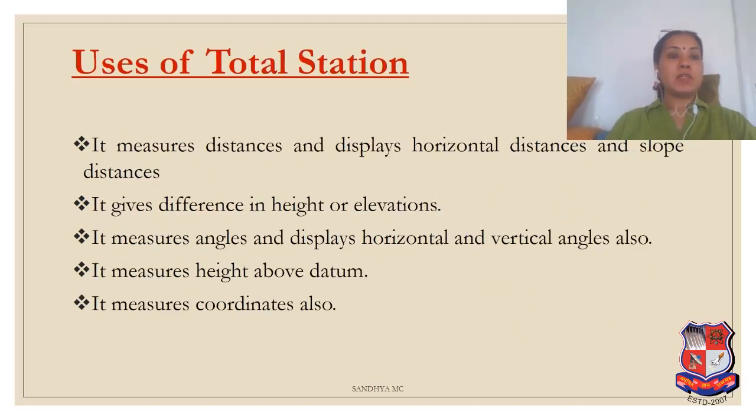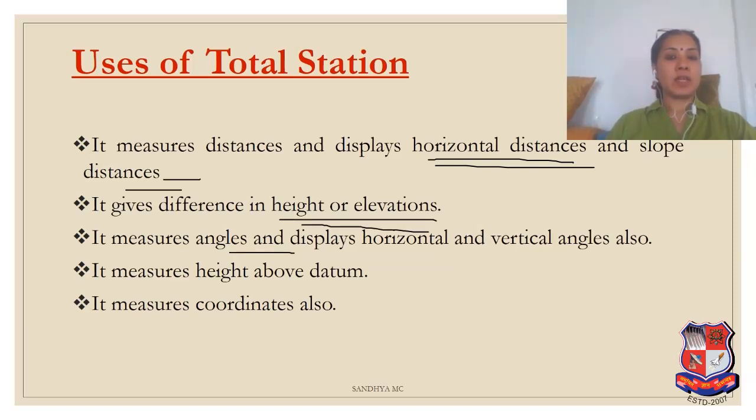Now we will see what are the uses of total station. We mentioned so many times that its main purpose is the horizontal distance and slope distance measurement, and it will give the difference in height or elevations. It can display vertical angle and horizontal angle. It can give the height of any place or location. It gives the distance above the datum, that is mean sea level, and it can measure the coordinates of a particular point also.